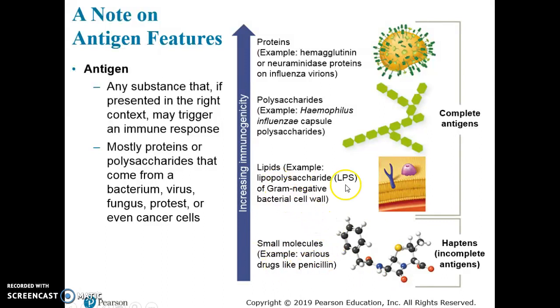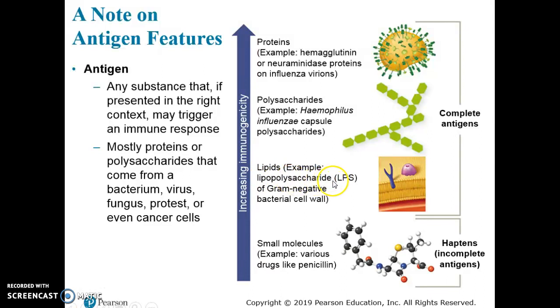level. All right, lipids, including LPS. Remember, that's found in gram-negative bacterial cell walls. All right, lipids are on the lower end, but that is possibly a good thing because we have a lot of lipids, and there aren't always distinguishing markers between lipids.